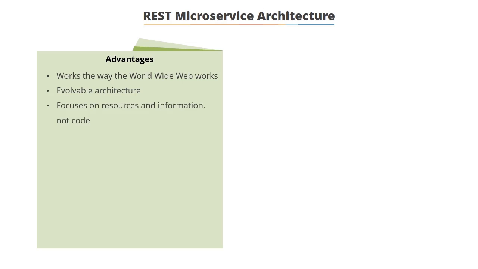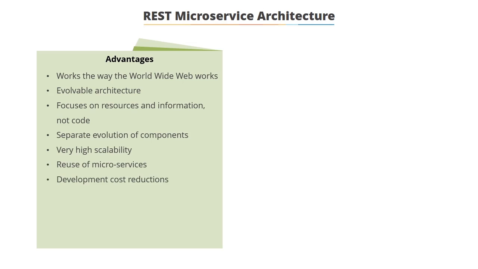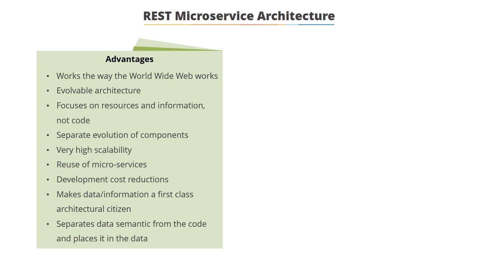It focuses on resources and information and not code. What you do when you talk to a REST service is you ask for a representation of information, not for the actual data itself. So components can evolve separately. It's very highly scalable. You just add other services. Development costs is greatly reduced because each piece is a fairly small unit of functionality. And it makes data important. It exposes data as a resource and requires a separate way of representing data. The data and the code are not considered connected.